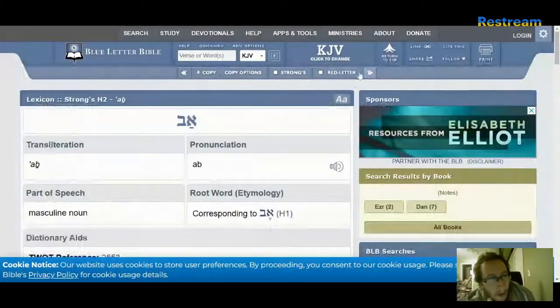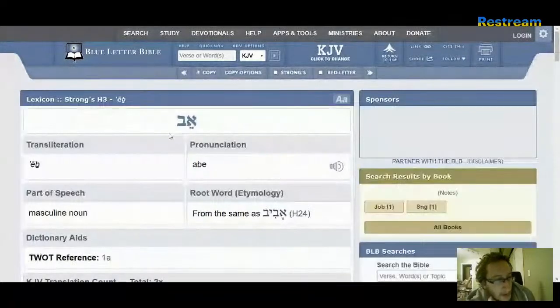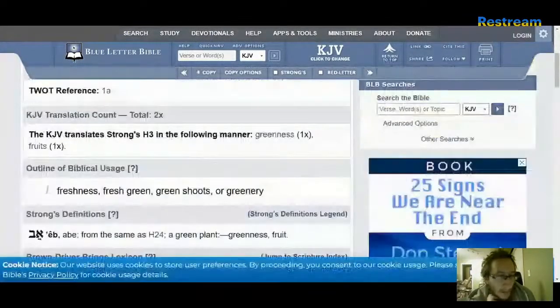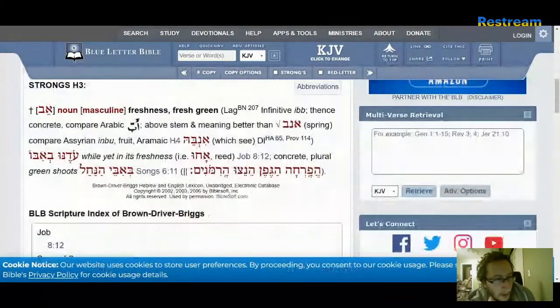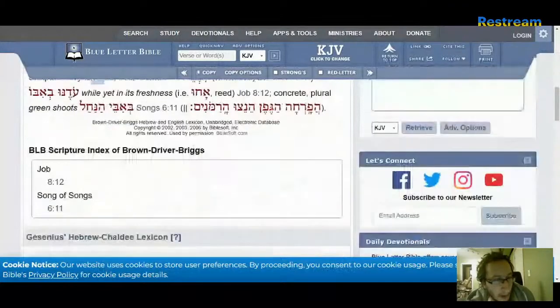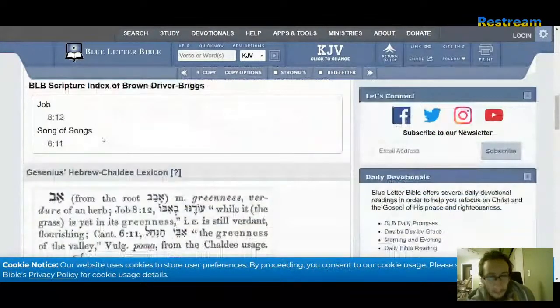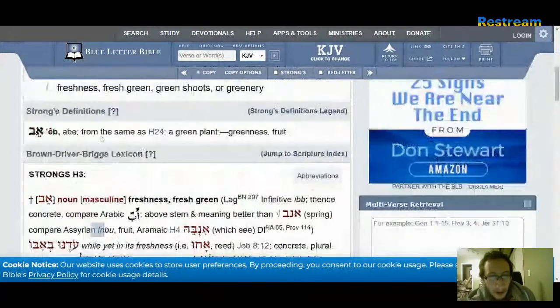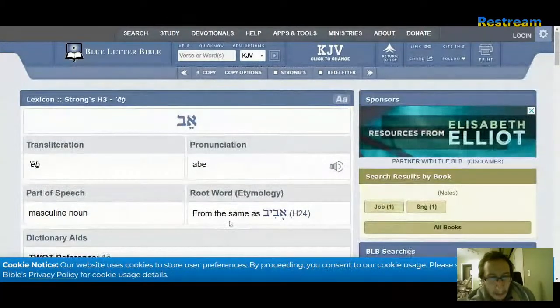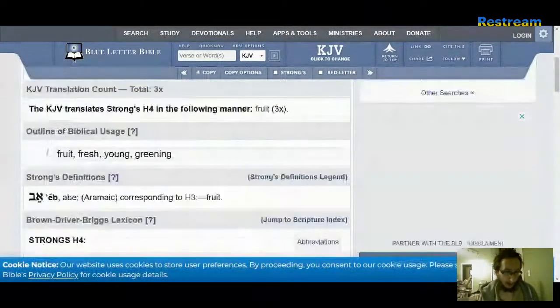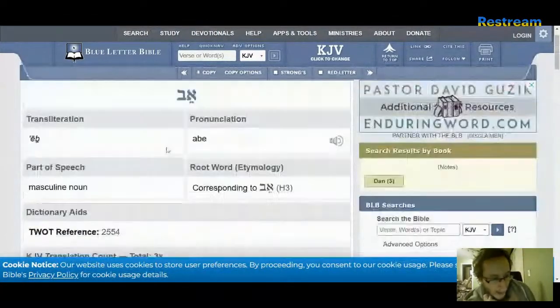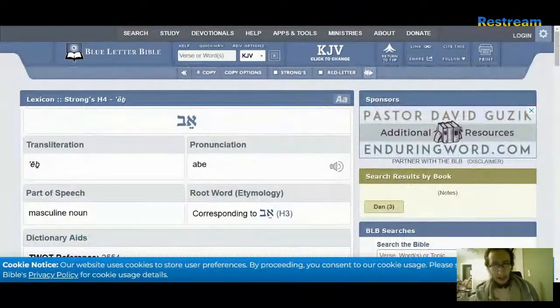So Strong's H3 is what we said earlier about the shoot. So you see Akkadian, compare Akkadian or Assyrian inbu, INB, or ANB. Then it says from the same root as Abib. Okay, so now go to the next one. Strong's H4 is the Aramaic of the same exact word. It's literally the same exact word we just did for Hebrew, but it's the Aramaic of it.